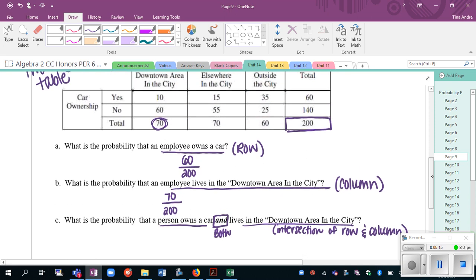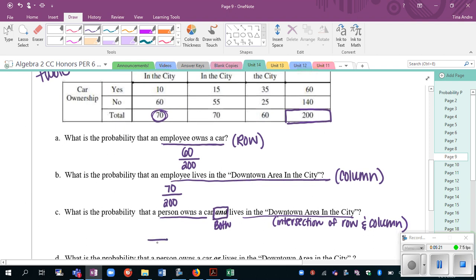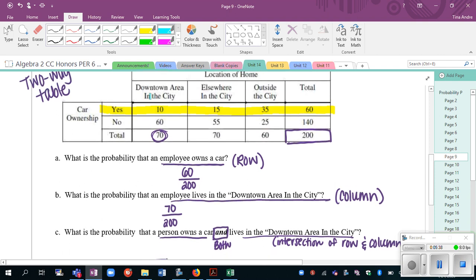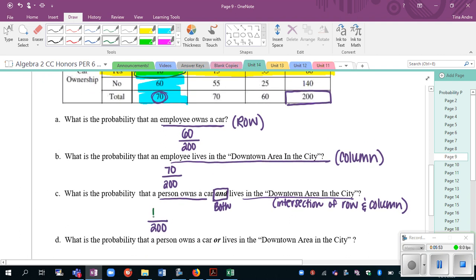You don't really need a formula for this because out of the 200 people, we need the person to own a car. I'm going to use my highlighters to show you. Here are all the people that own a car, and we need them to also live in the downtown area. Downtown area is this, and we can see where the intersection, or what's in common, is going to be 10. There are 10 people that live downtown and own a car.